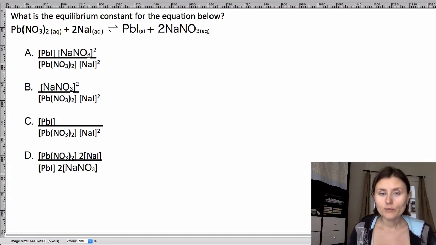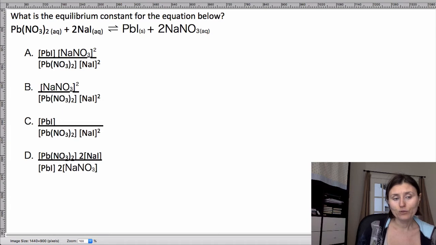In this video, I'm gonna go over some problems that you should know for your Chemistry 2 final exam. So I'm gonna start with this one. What is the equilibrium constant for the equation below? And we've got the equation, and then we've got 4 choices.